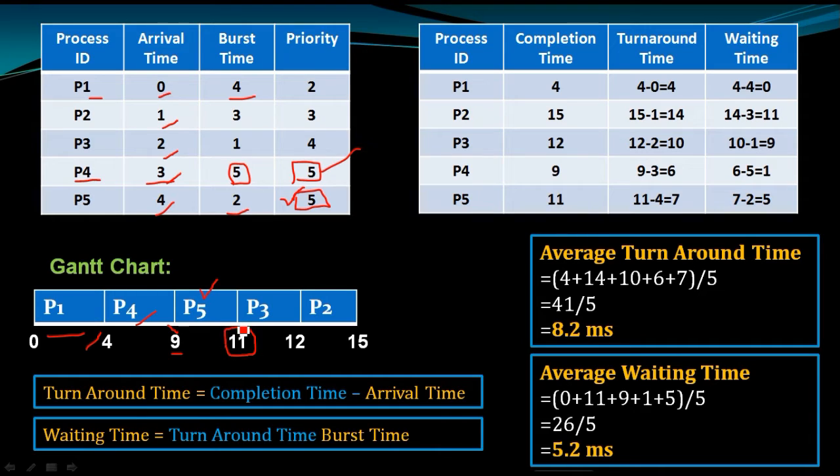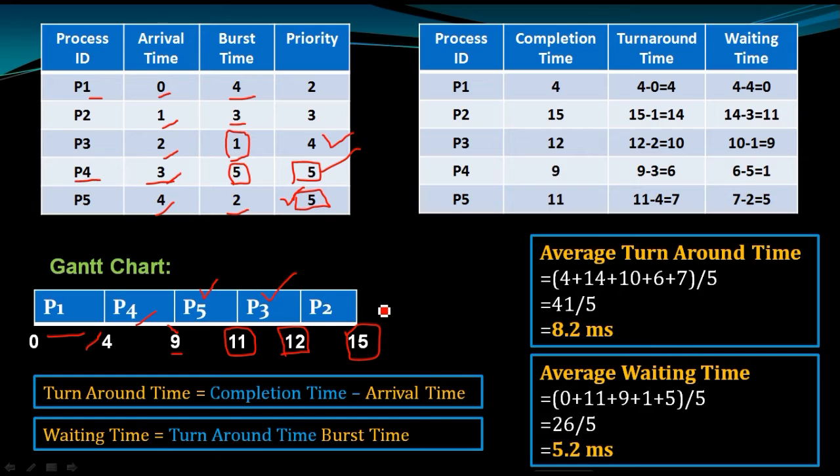Now we are left with only P2 and P3. Among P2 and P3, the highest priority process is P3. So P3 will occupy the CPU, and its burst time is 1 millisecond. It will complete 1 millisecond of CPU burst time and release the CPU at 12 millisecond. Now P2 occupies the CPU and bursts for 3 milliseconds because the burst time of P2 is 3 milliseconds. So this is the end of the Gantt chart. In this way we can prepare the Gantt chart.